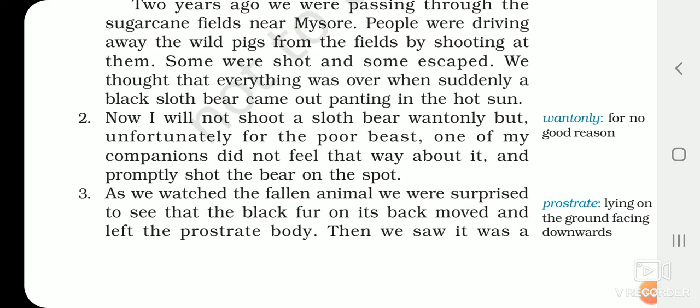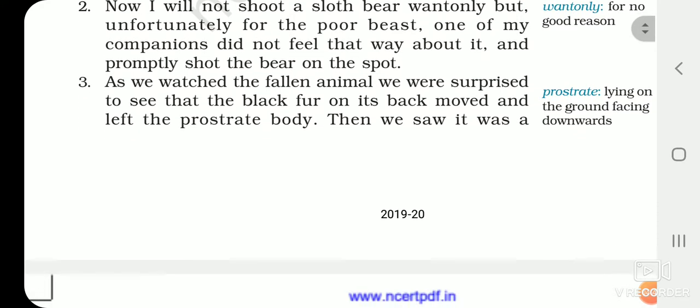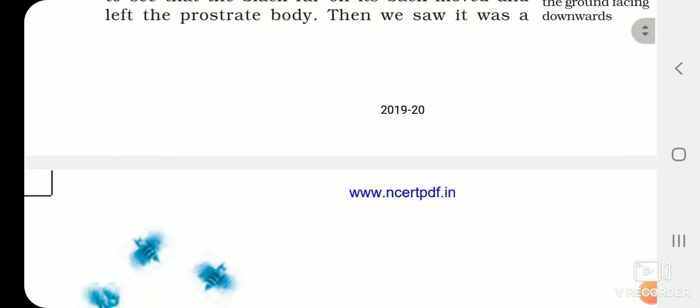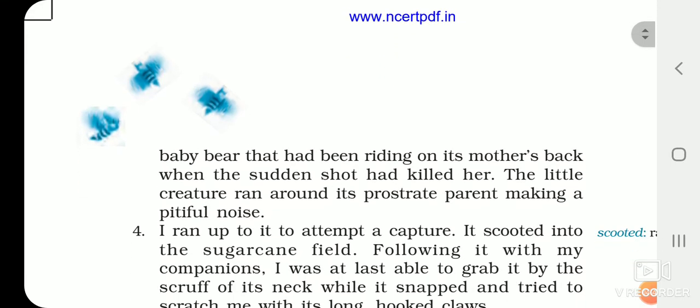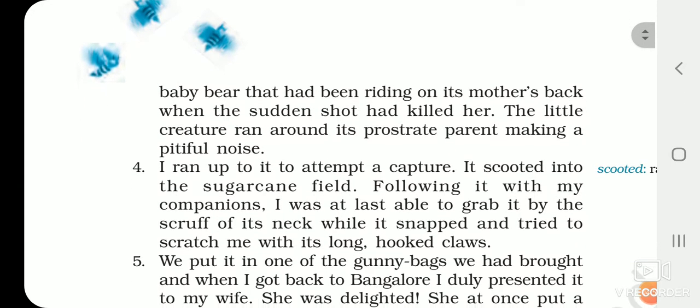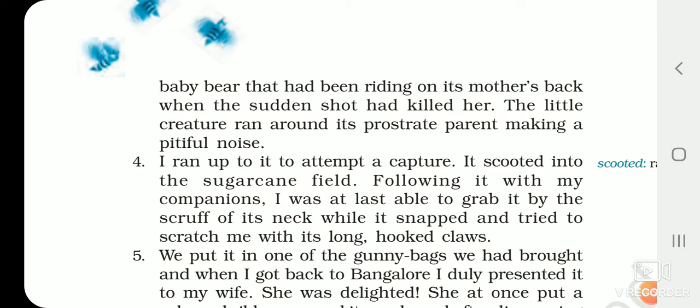As we watched the fallen animal, we were surprised to see that the black fur on its back moved and left the prostrate body. Prostrate here means lying on the ground facing downwards. Then we saw it was moving on to the next page 114. A baby bear that had been riding on its mother's back when the sudden shot had killed her.